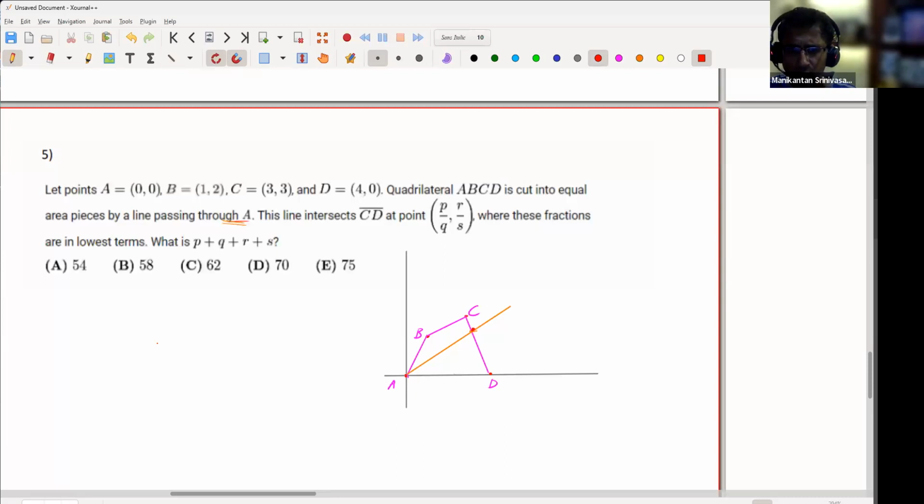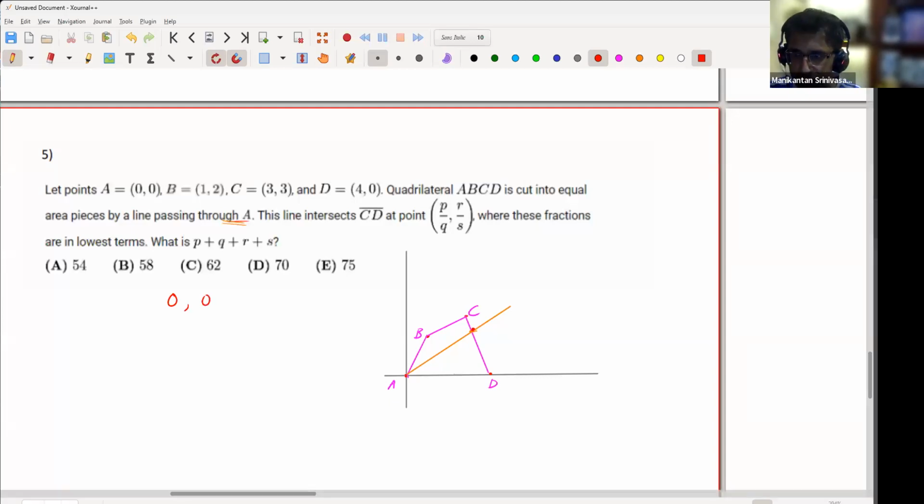Now the area is given to be half of this entire quadrilateral. Let's find the quadrilateral area. I'm not sure whether I told you this easy way to find the area of any polygon. Maybe I'll use this opportunity to tell it. We can list out the coordinates in a cyclic or anti-cyclic order. Let's go in the same order, A, B, C, D.